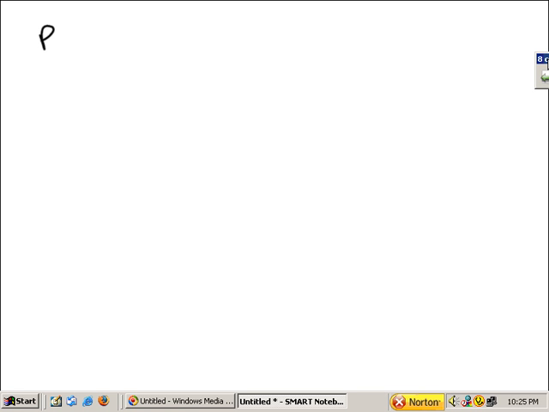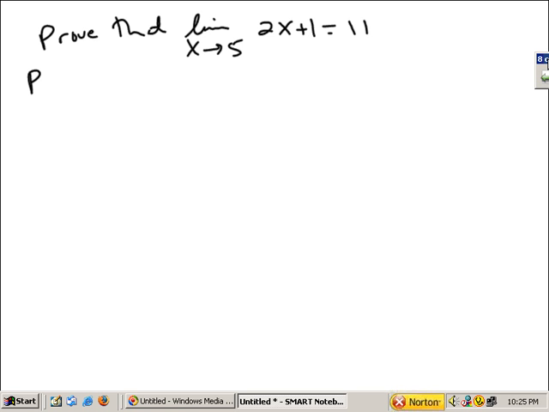Okay, prove that and see what it means after. Prove that the limit as x goes to 5 of 2x plus 1 equals 11. The proof is very routine.